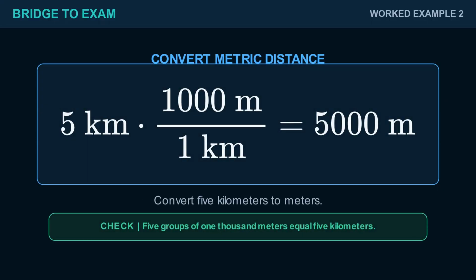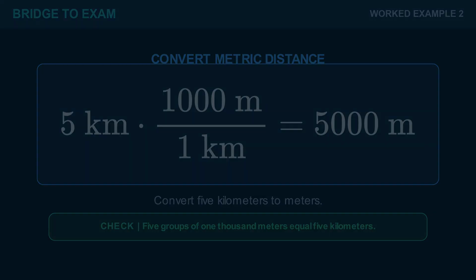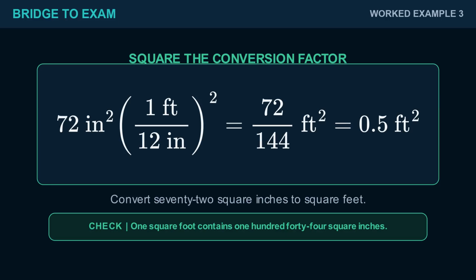Worked example 2. Convert 5 kilometers to meters. Multiply by 1,000 meters per kilometer. Kilometers cancel, producing 5,000 meters. Check. 5 groups of 1,000 meters equal 5 kilometers.